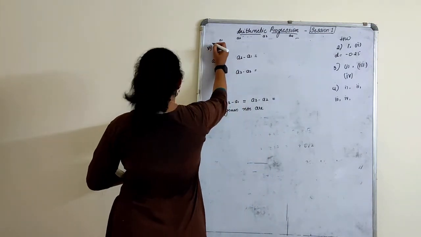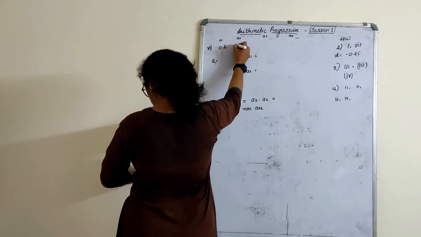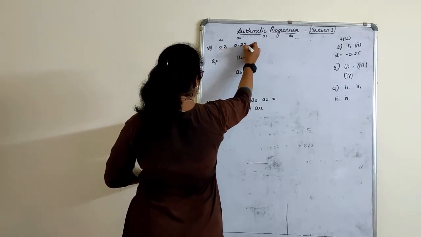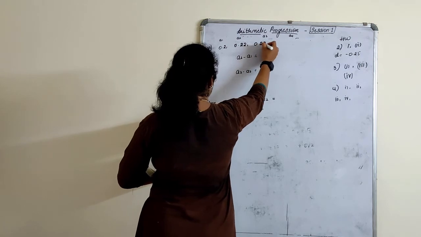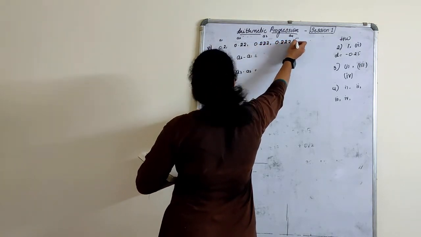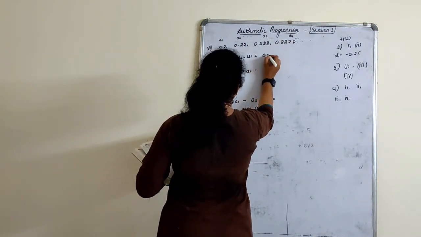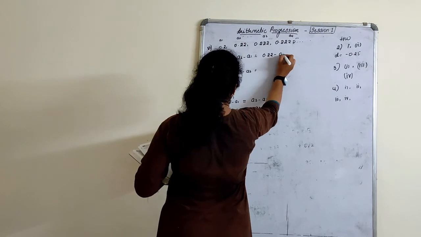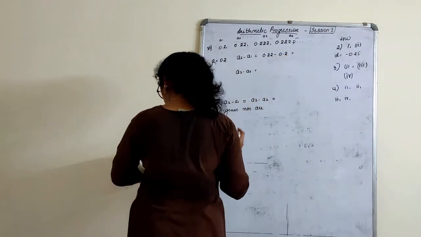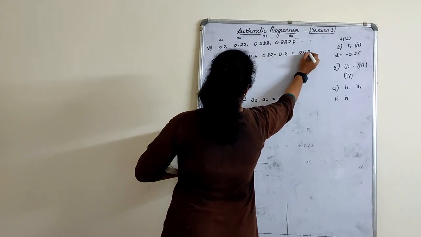Sixth one. So it is 0.2, 0.22, 0.222, 0.1234. So A1 is 0.2. A2 is 0.22 minus 0.2. How much do you get? So when you subtract this, you get 0.02.